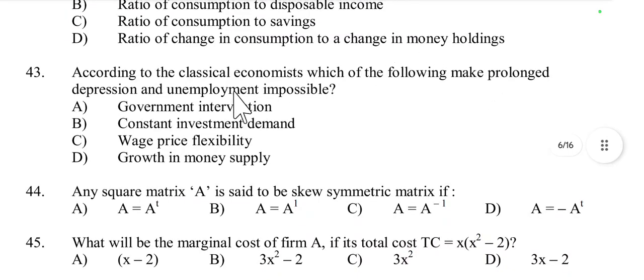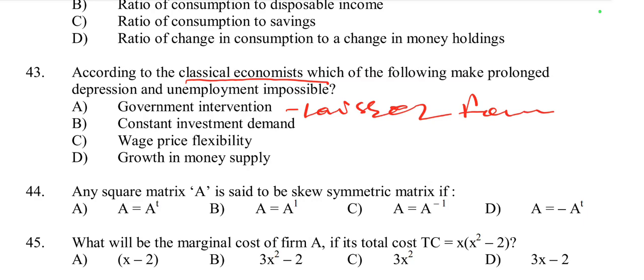Then question number 43: according to classical economists, which of the following make prolonged depression and unemployment impossible? The options are: government intervention, constant investment demand, wage price flexibility, growth in money supply. The question asks according to classical economists. Classical economists say there is no government interference, like the laissez-faire policy. According to laissez-faire, there is no government intervention.